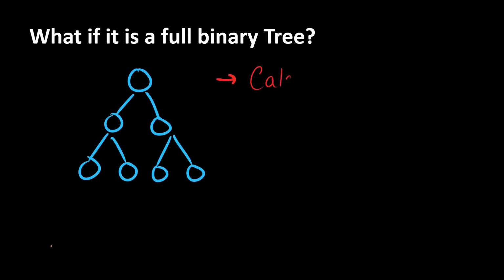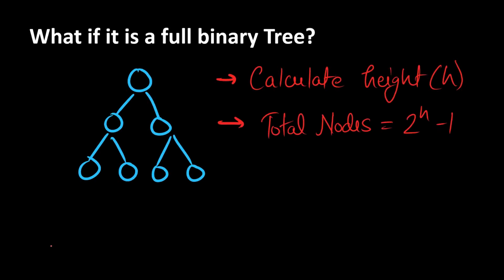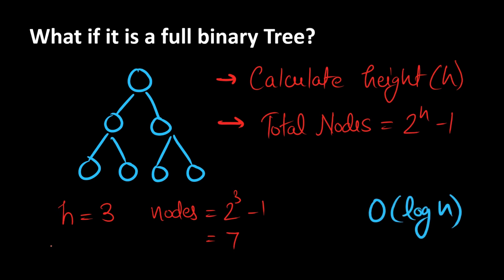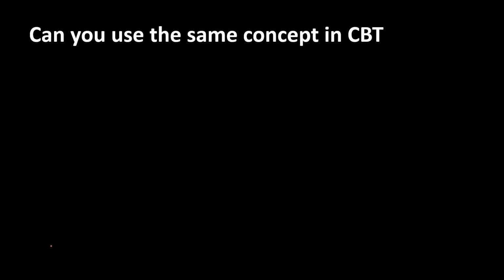I will give you a tree. We will just calculate the height, and we will use the formula 2 to the power h minus 1. So here height is 3, number of nodes will be 7. The time complexity to count the number of nodes in a full binary tree will be O of log n, because you have calculated the height of the tree. So can we use the same concept in a complete binary tree?